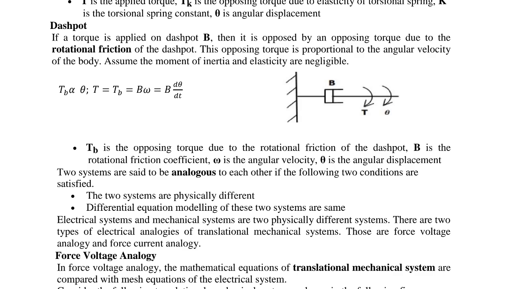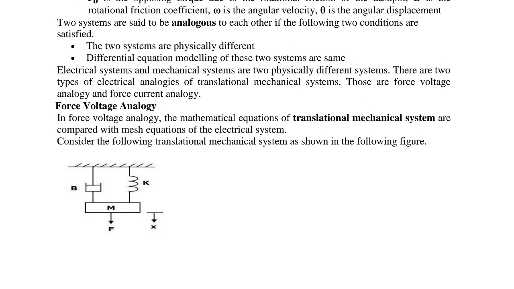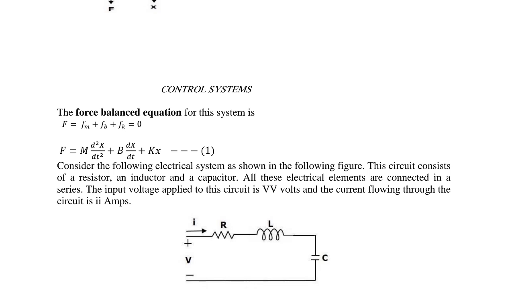Always remember that two systems are said to be analogous to each other when they satisfy two conditions. The first is that the two systems are physically different, and the second is that the differential equation modeling of the systems is the same. Remember: two systems are physically different and the differential equation modeling of these two systems is the same. There are two analogy systems available. The first is the force voltage analogy, and the second is the force current analogy.